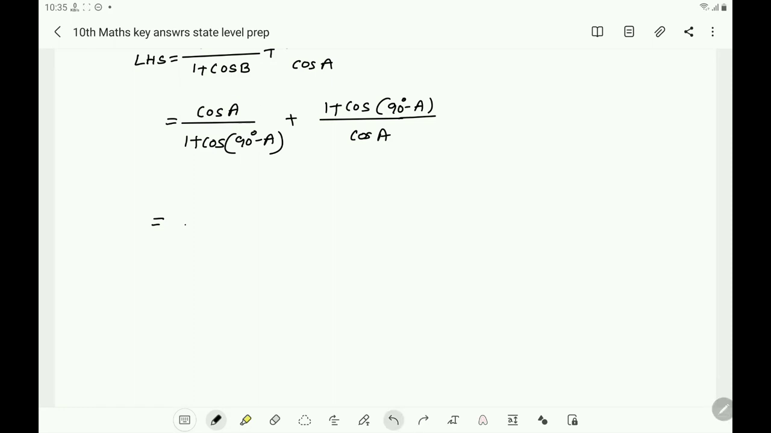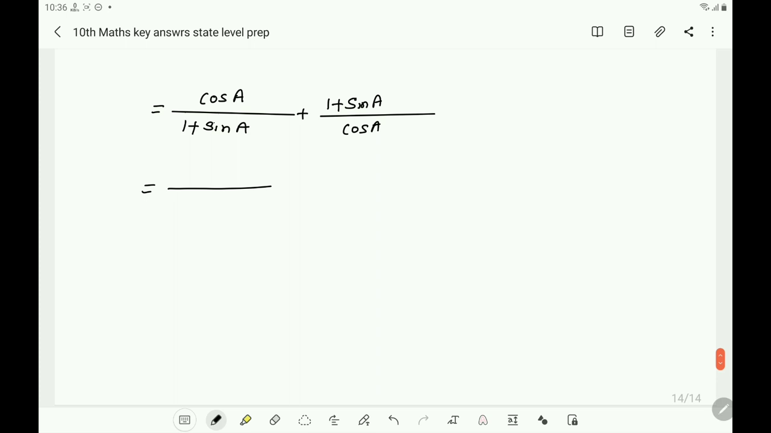Now you write cos A as it is, divided by 1 plus cos 90 degree minus A. You know that cos 90 degree minus A is sin A, complementary of cos is sin. It becomes 1 plus sin A, plus 1 plus cos 90 degree minus A, again sin A, divided by cos A, equals. Here you take the LCM.